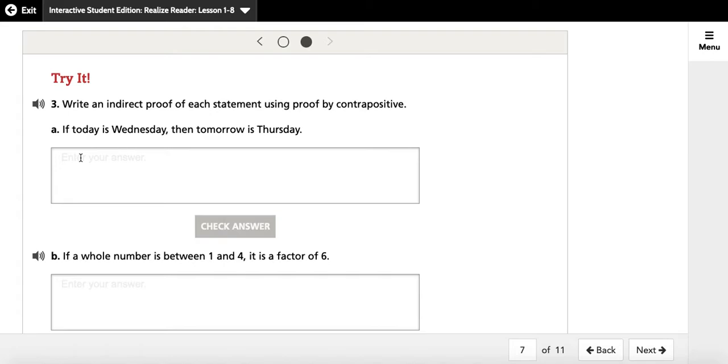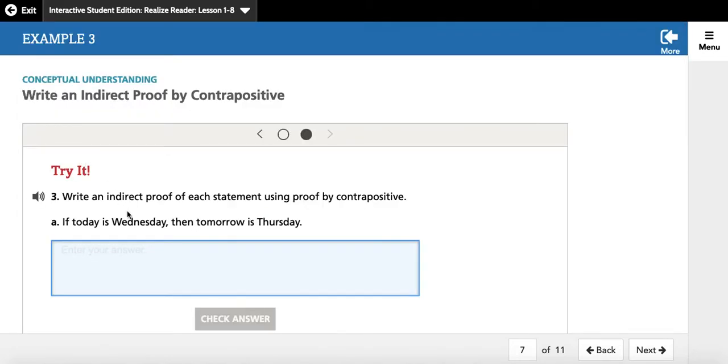All right, if today is Wednesday, then tomorrow's Thursday. I'm just going to jump right in and start with the opposite of the conclusion. The opposite of tomorrow is Thursday is tomorrow is not Thursday.